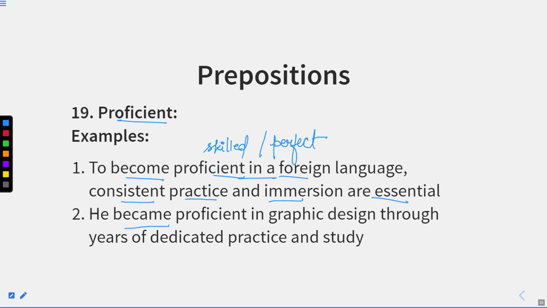He became proficient in graphic design through years of dedicated practice and study. So this is how we can use the phrase proficient in. Now, there is no matter of using this in only with the verb. It can be used with an adjective, or it can make the word an adjective by just adding the preposition in, or it can make the word a verb as well by just adding the preposition into it.